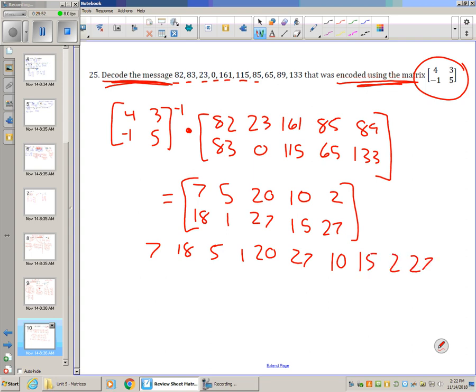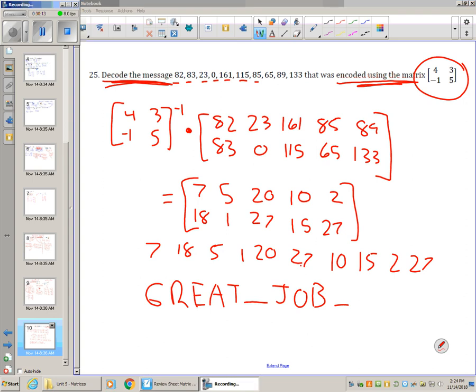Now, using our decoder where the numbers associate with the letters, we get G, R, E, A, T, space for 27, J, O, B, and space again. And our message in this case that we decoded was great job. Great job is the message, and great job for watching this video, great job for doing your work.